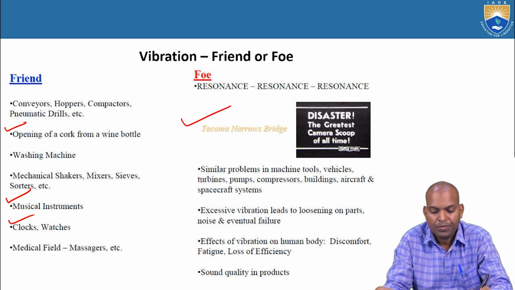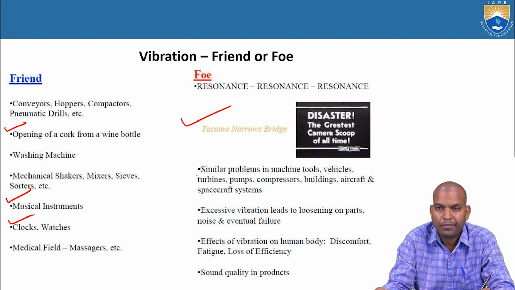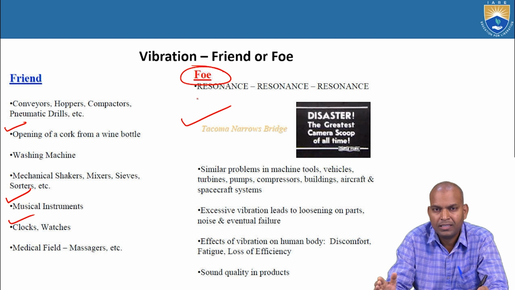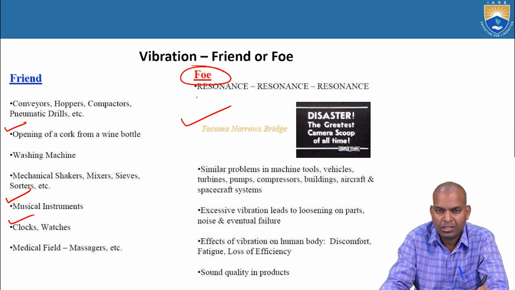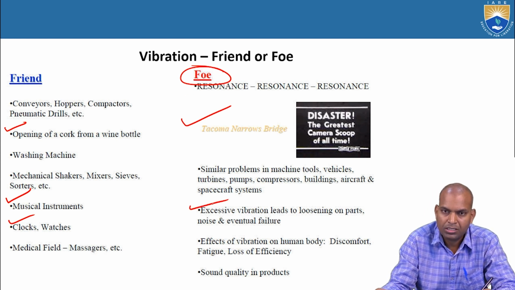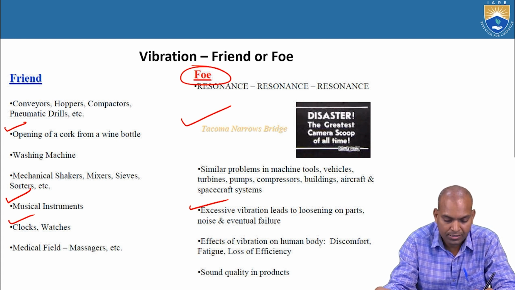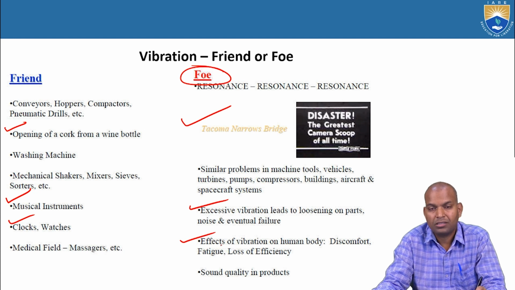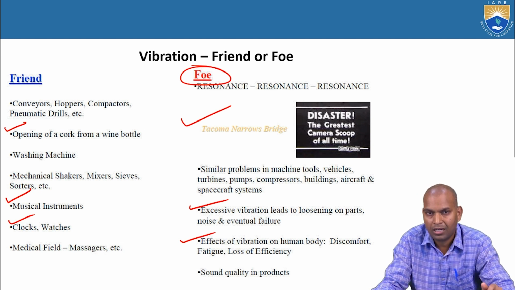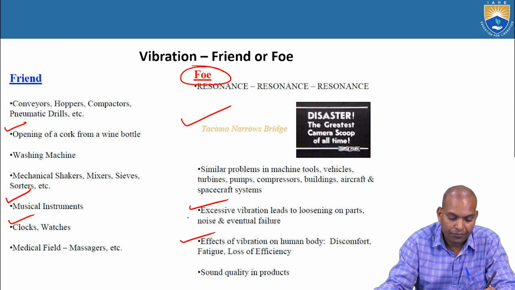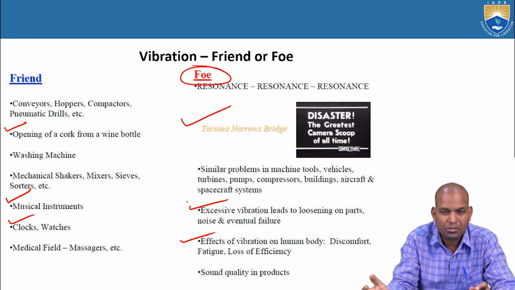Similar problems occur in machine tools, vehicles and turbines due to this resonance phenomenon. So when a machine works under resonance condition, it is a foe. Excessive vibrations cause looseness of parts, and eventually failure takes place. The effects of vibration are felt when you travel on rough roads or hill areas and feel very uncomfortable. That causes loss of efficiency, discomfort and fatigue. Finally, there is sound quality in products, and excessive noise.